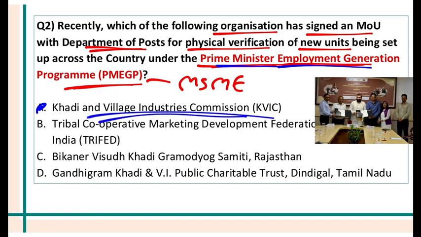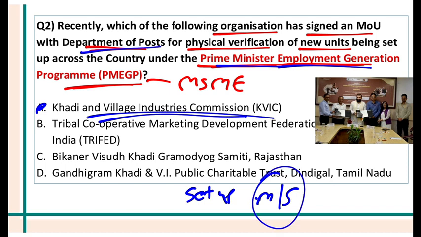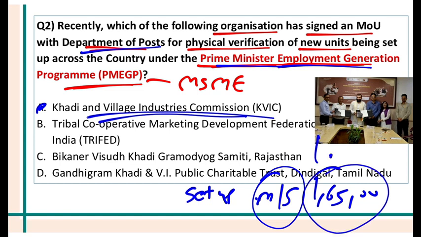Now what happens in the Prime Minister's Employment Generation Program is you set up a manufacturing or a service sector industry and the government will give you a subsidy. And who will verify whether you are actually setting up a manufacturing or service industry? It is the Department of Post, because we have 1,65,000 post offices in India and almost 1,40,000, that is 85 to 90%, are in the rural areas. So if you are setting up a unit in a rural area, who will verify? It is the Department of Post, which works under the Ministry of Communication.